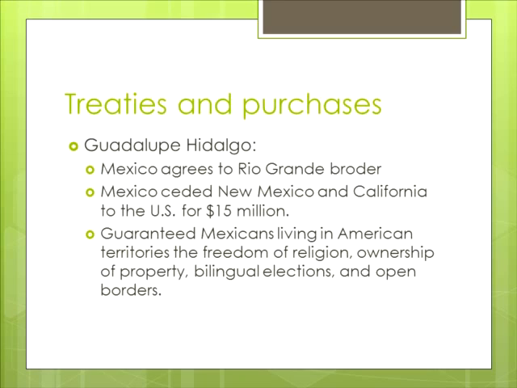There's a typo there. Please ignore that. In addition to that, it said that Mexico had to cede New Mexico and California and all those other modern day states in that area. It had to cede these lands to the United States for the price of $15 million. In addition to this, it guaranteed Mexicans living in American territories the freedom of religion, ownership of property, bilingual elections, and open borders. This does not, however, guarantee that these people will not be treated as second class citizens. But at least on paper, it's there.